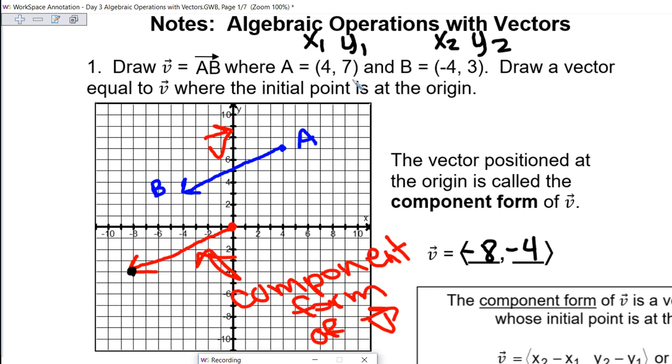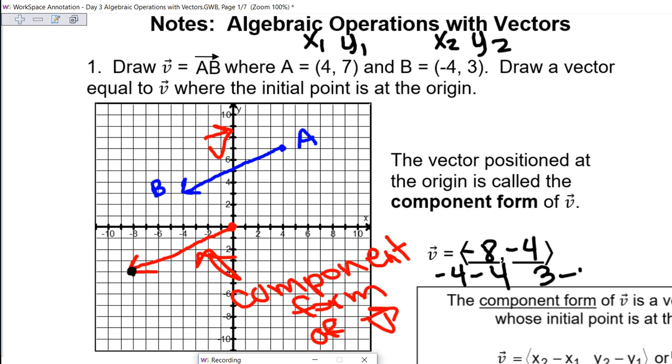So let's check it and make sure the formula works. So for x2 is negative 4. Subtract x1, and what's the value for x1? 4. And what's negative 4 minus 4? Negative 8. Now for the y values, the y2 value is 3 minus the y1 value is 7, and 3 minus 7 is negative 4. So notice the component form formula does work.